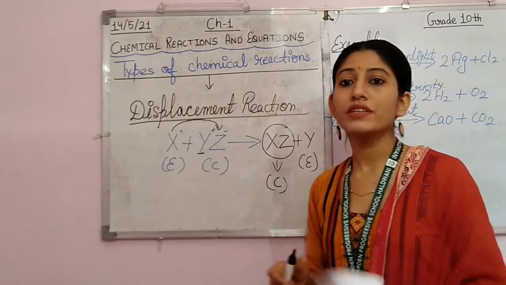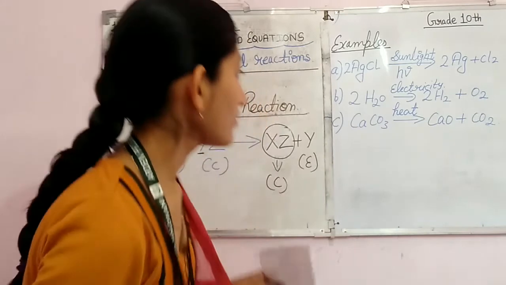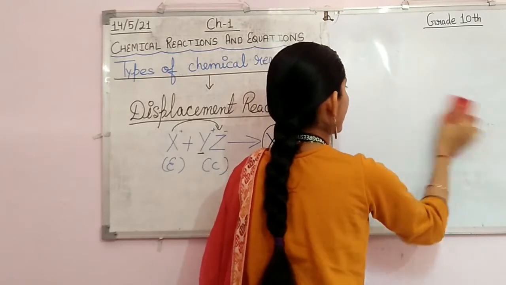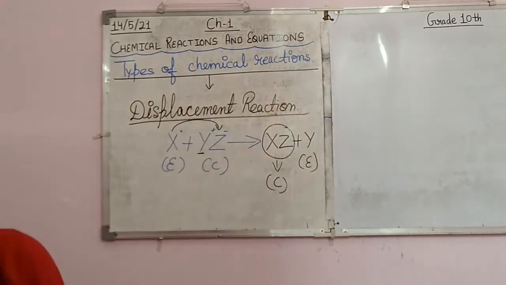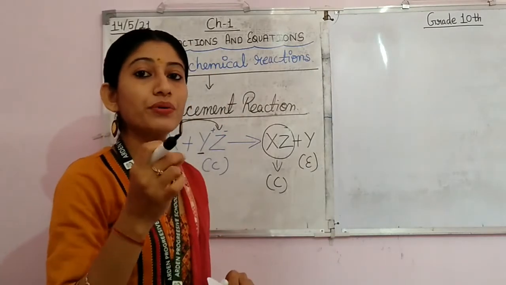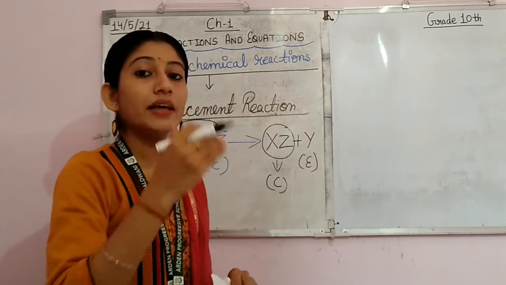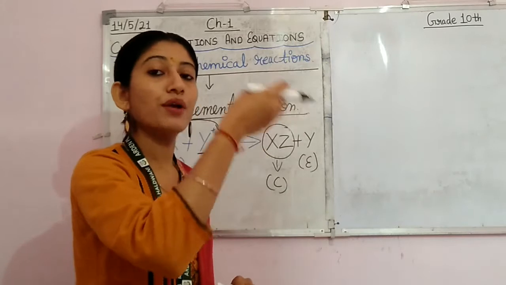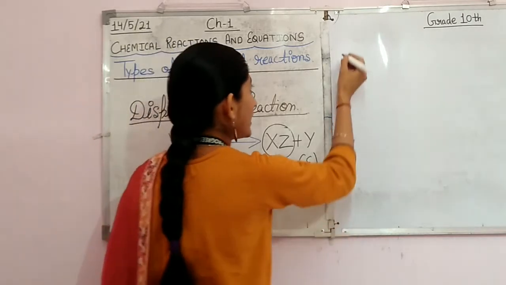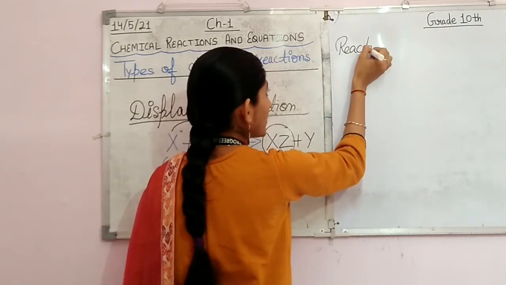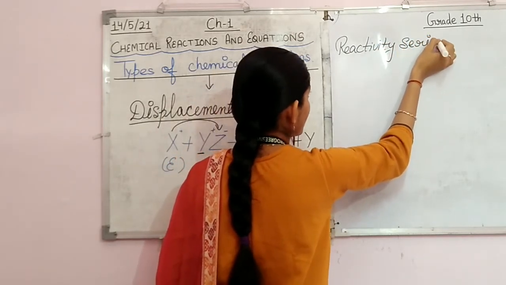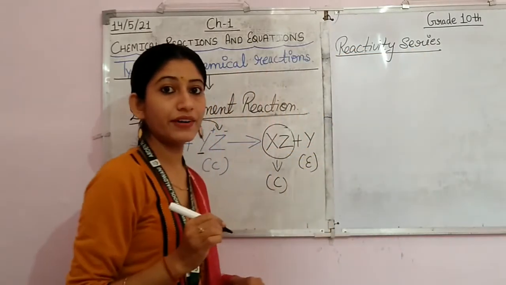Now what is the role of this reactivity series? For that, see, I am going to tell you. Here I am going to write the reactivity series of metals. What happens is that we arrange metals according to their reactivity, and the metals which are on top are more reactive, and the metals which come down are least reactive. Okay. So let's see here. Reactivity series. What happens in case of this reactivity series?